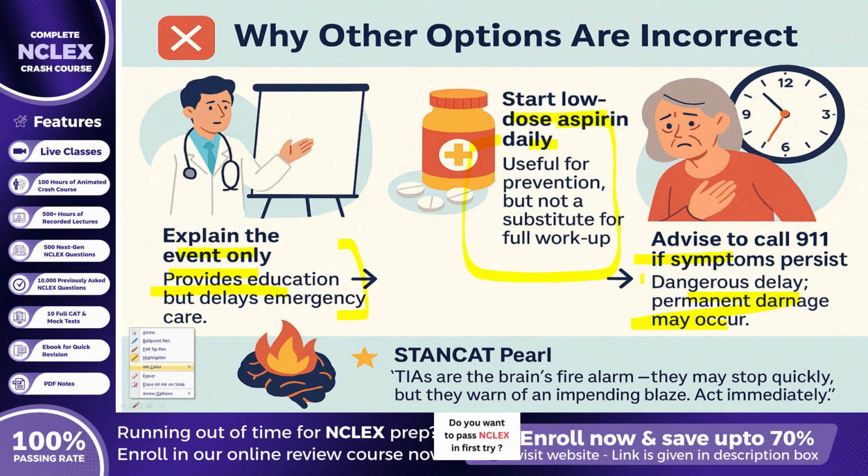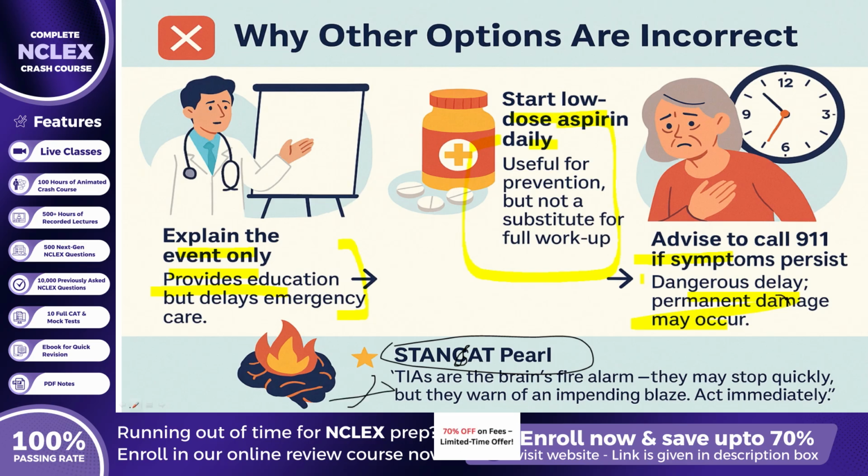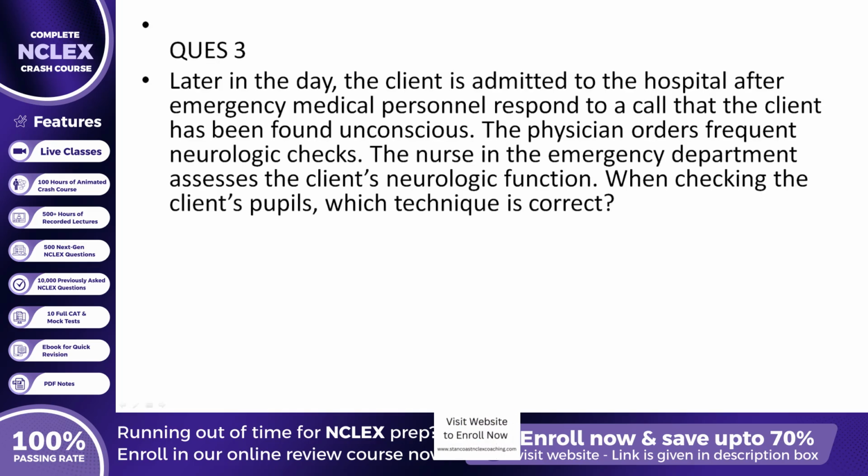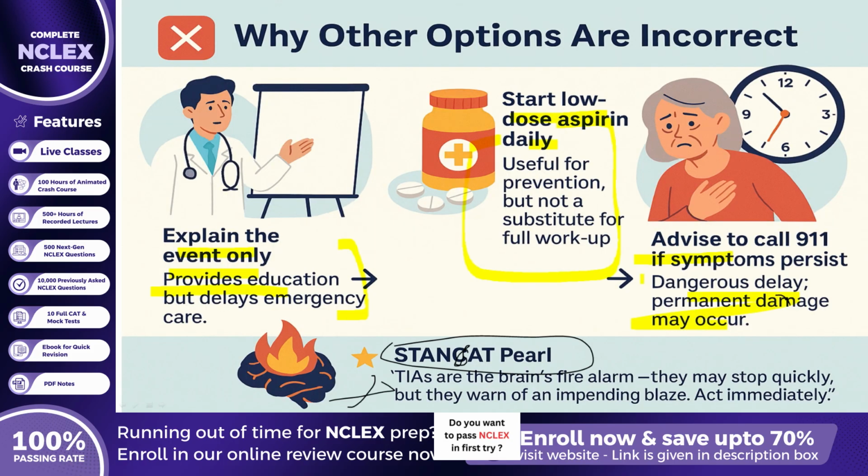Here is the Stancoast pearl for this concept. TIAs are the brain's fire alarm. They may stop ringing quickly, but they are warning of an impending blaze. The highest stroke risk occurs within 48 hours of a TIA, so never delay referral. Essential evaluation includes brain imaging, carotid studies, cardiac workup, and labs. Preventive strategies involve antiplatelet therapy, anticoagulation when atrial fibrillation is present, carotid revascularization for significant stenosis, and aggressive control of modifiable risk factors like hypertension, diabetes, high cholesterol, and smoking.